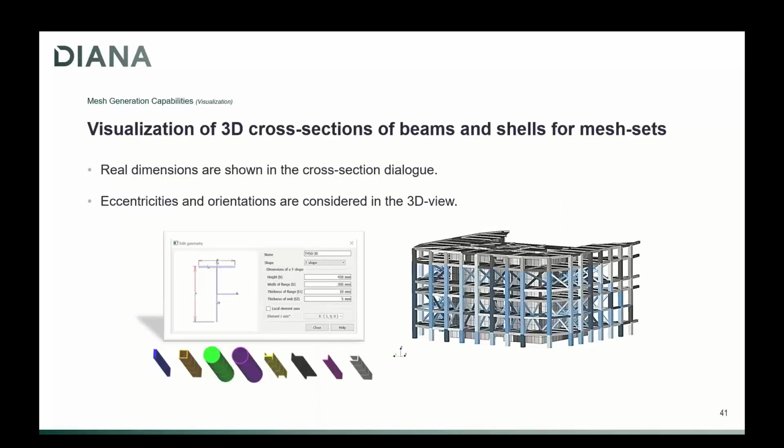After meshing, you can visualize the type of section that you have assigned to the model based on the different profiles that we have in our library. This is done using the real dimensions, and it enables you to check the orientation and eccentricity. This is very nice because when you are dealing with beam and shell models, you can end up with a model which looks like lines and planes.